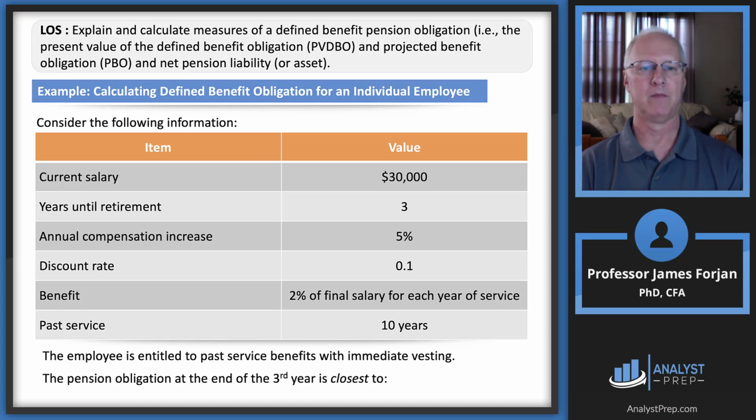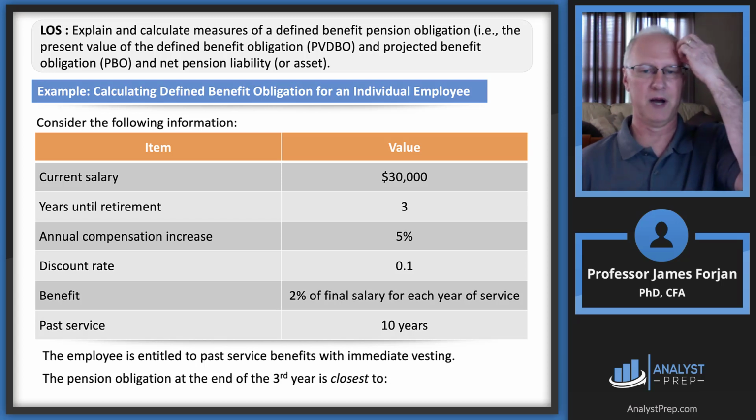All right, here we have an employee that's worked for 10 years, right? And is going to retire in 3 years. Compensation is going to increase by 5%. We'll use a 10% discount rate. And the benefit is 2% of the final salary for each year of service. Employee is entitled to past service benefits with immediate vesting.